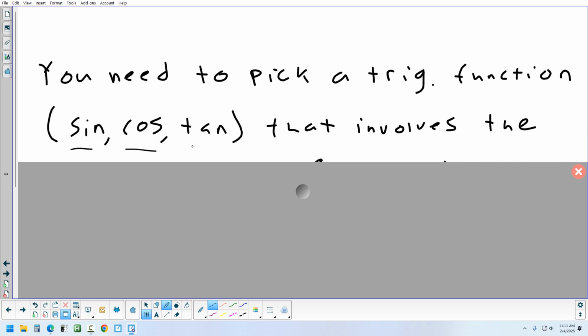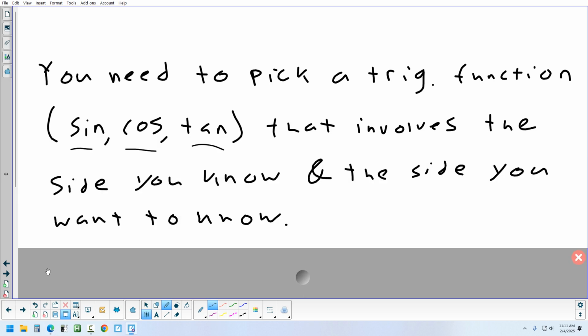So we're going to pick one of these 3, and to determine which one you need to use, you're going to draw a triangle, and look at what side it is that you know. Then look at what side it is that you need to find, and name those 2 sides. So let's say the side you know is opposite. Let's say the side you want to find is hypotenuse. So the 2 sides involved are opposite and hypotenuse. That's the sine function. If the side that you know is opposite and you're trying to solve for adjacent, opposite and adjacent are the 2 involved. That's the tangent function.